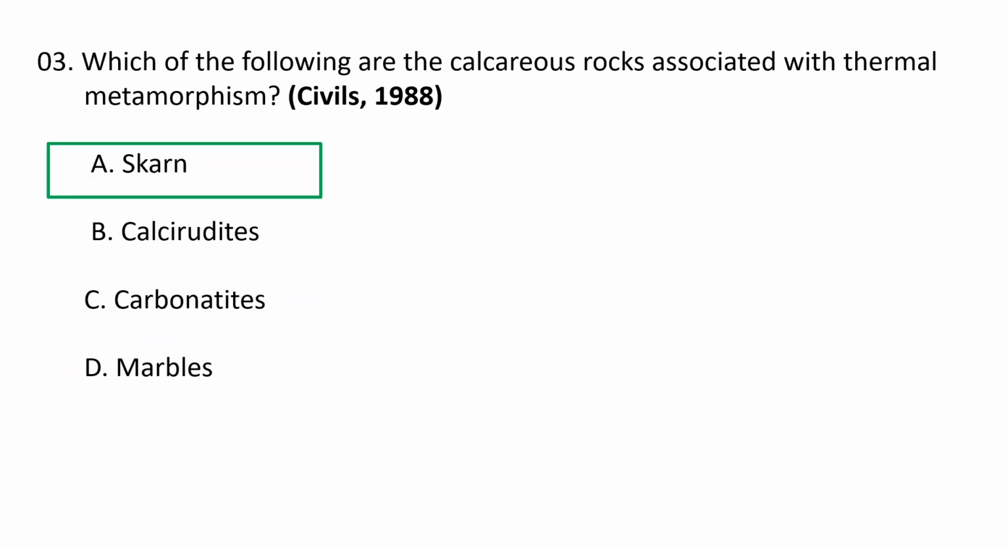Skarns, also known as calc-silicates, are metacarbonate rocks dominated by silicate minerals. These are produced by metasomatism during metamorphism of carbonate sedimentary rocks. The calc-silicates may be in zoned skarns that develop adjacent to or around igneous intrusions. Skarns can form by regional or contact metamorphism and therefore they form in relatively high temperature environments. So A, skarns, is the correct answer.